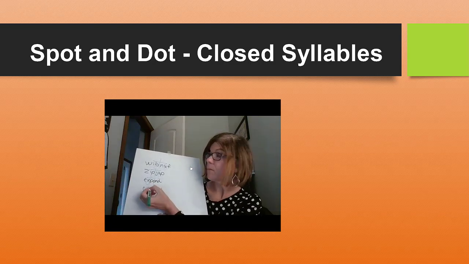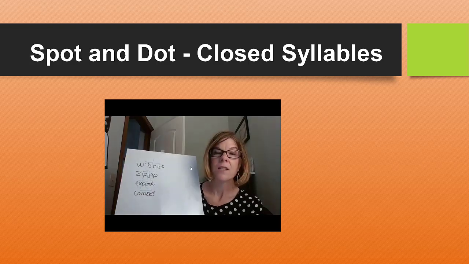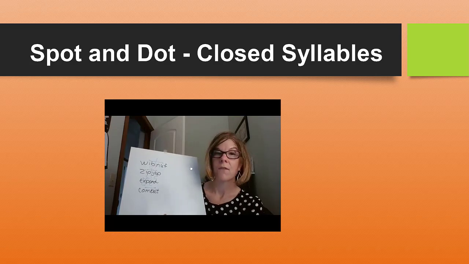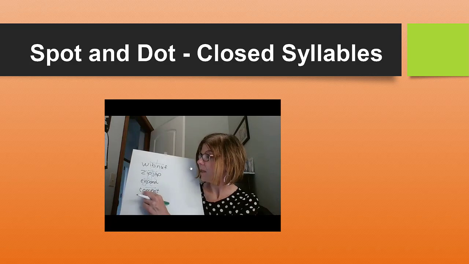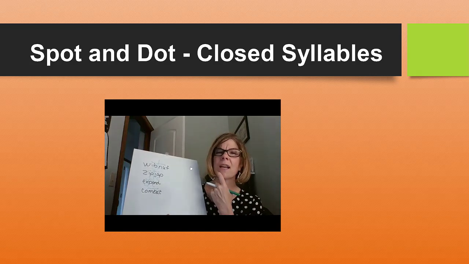So if I come down to my last word, I'm going to spot my vowels, my O and my A, and draw a line. So I know that I'm working with closed syllables, so I have to look at a vowel followed by one or more consonants. So I see my O, and then I see my M and my B, and I know those can be together at the end of the English language.